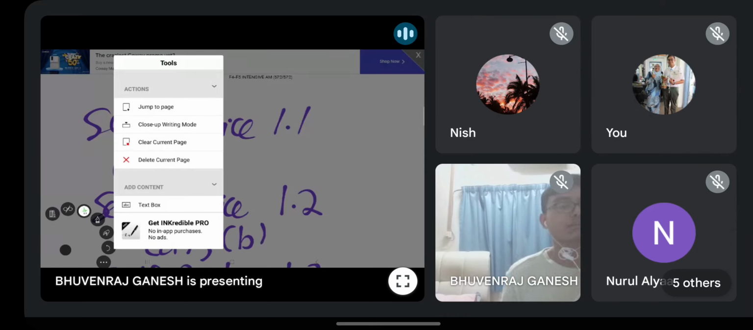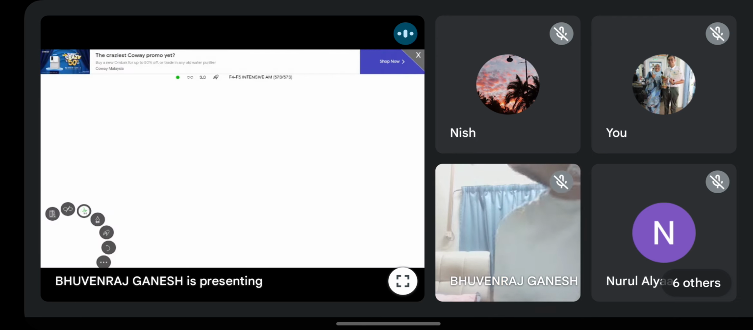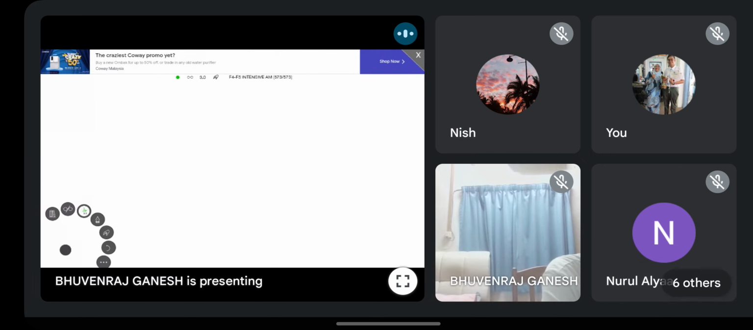Today we will learn on variation, bab ubahan. Okay, so variation chapter, I'll start from the basic as always. So we're going to learn today first subtopic. Subtopic pertama 1.1, we will learn direct variation. Ubahan langsung. 1.1 direct variation.